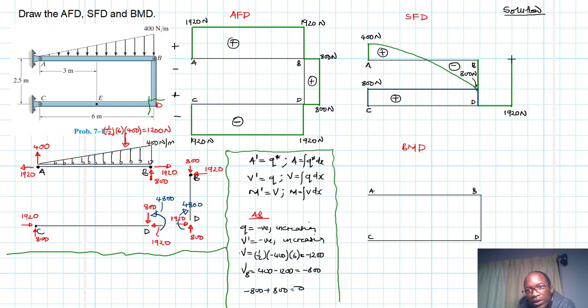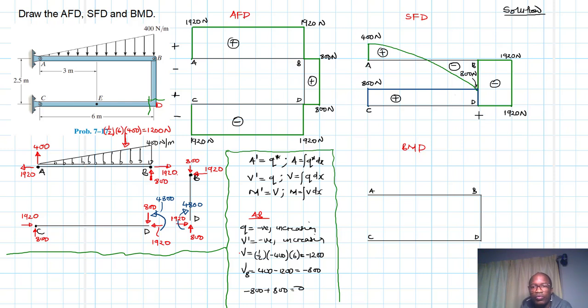And then when we reach B, we have a closure. Something like that. We have a closure, and then we have 1920 newtons. Great. And that value there is negative. Remember we had said positive on the left, negative on the right.